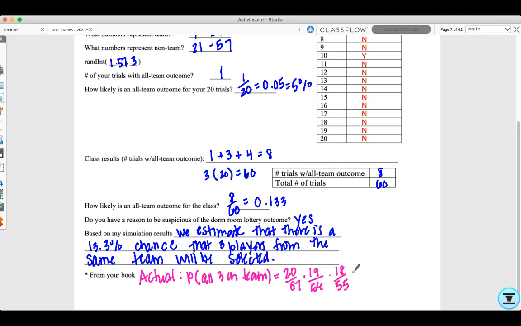And I'd multiply all of those, and the actual probability would be 0.03896. So just about 4%. And our percentage was 13%, so there might be something going on there based on our simulation.